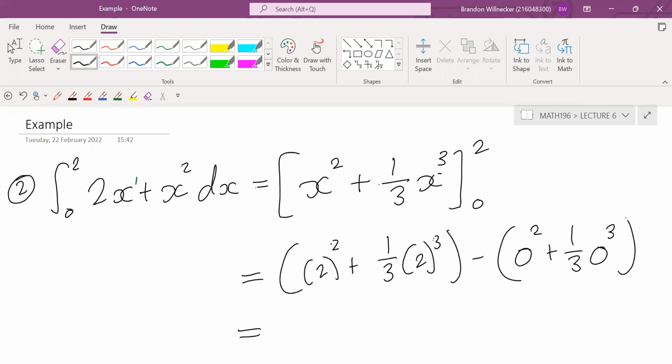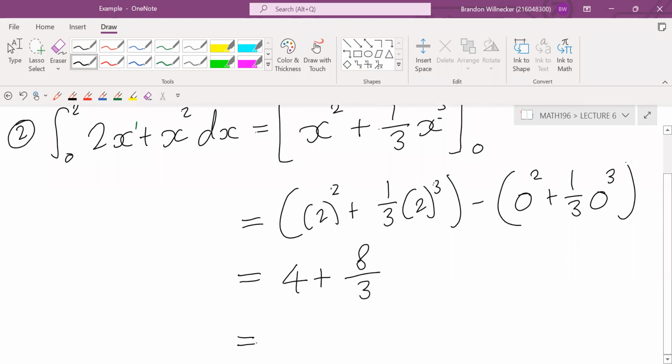Now, the second term here is just going to be 0, because 0 squared is 0, and 1/3 of 0 cubed is 0. So that doesn't do anything. We're only interested in this first part. So 2 squared is going to be 4, and then 2 cubed is 8, so we have 8/3. Okay, so we can add these two together.